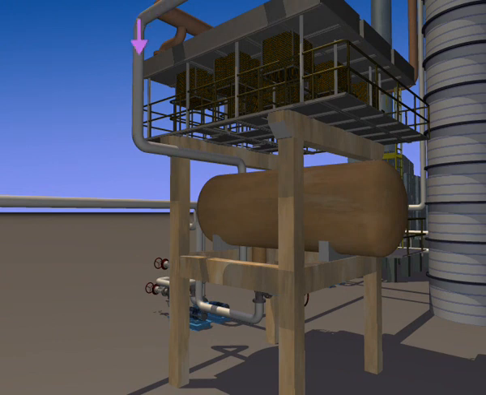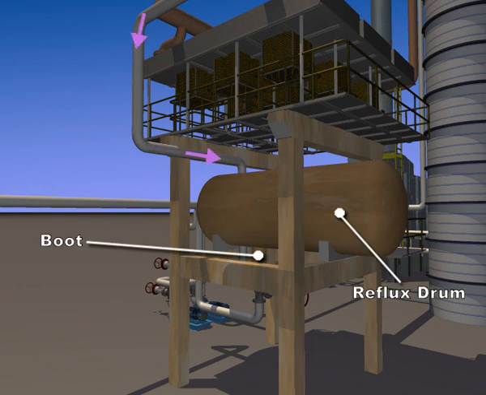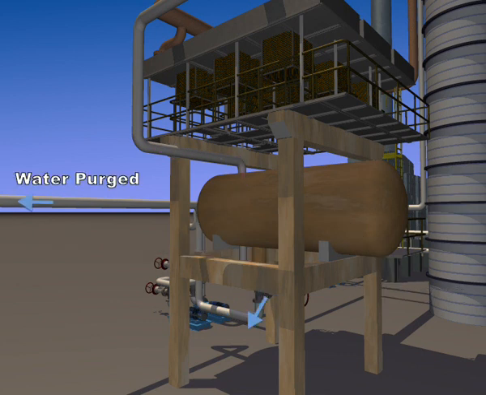The liquid is further allowed to cool off in the reflux drum. At the bottom of the reflux drum, a boot is collecting water. As water is heavier than oil, it will sink to the bottom of the reflux drum and can be purged from the system.